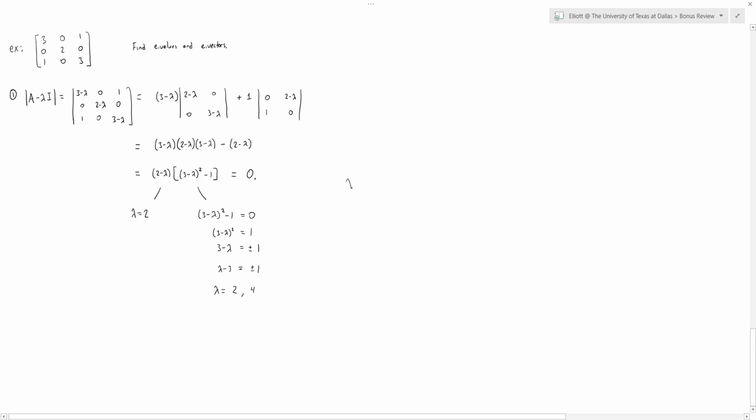So here, this example introduces something a little bit new, which is we have a repeated eigenvalue. So lambda equals 2 is like repeated twice. So you have only 2 distinct eigenvalues, 2 and 4. You might hear some people say that lambda equals 2 is an eigenvalue with algebraic multiplicity 2. Okay.